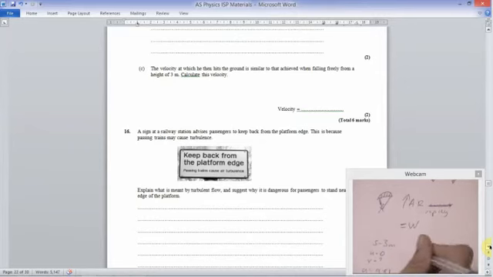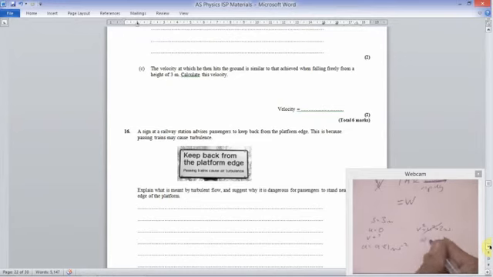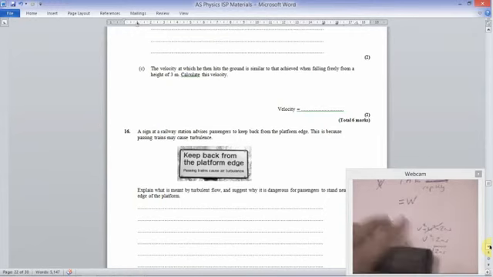Well, we know an equation for this is v squared equals u squared plus 2as. Hold on, u is equal to 0, so that's going to disappear, so you end up with v squared is equal to 2as. Therefore, v is equal to root 2as. So let's work that through our calculator.